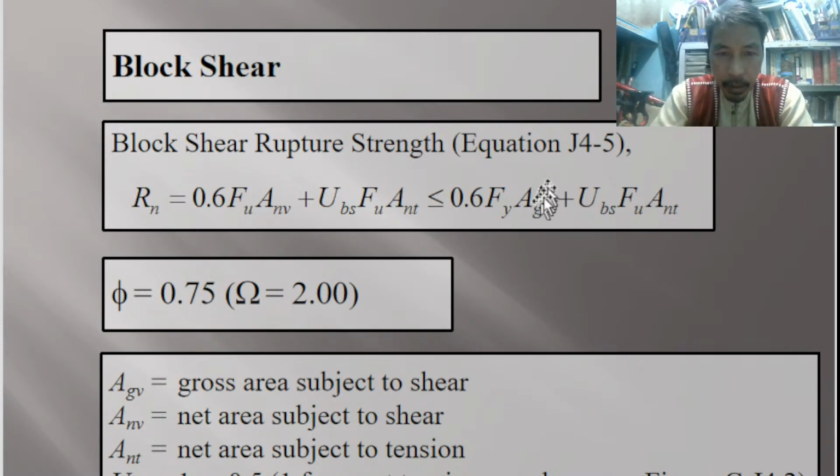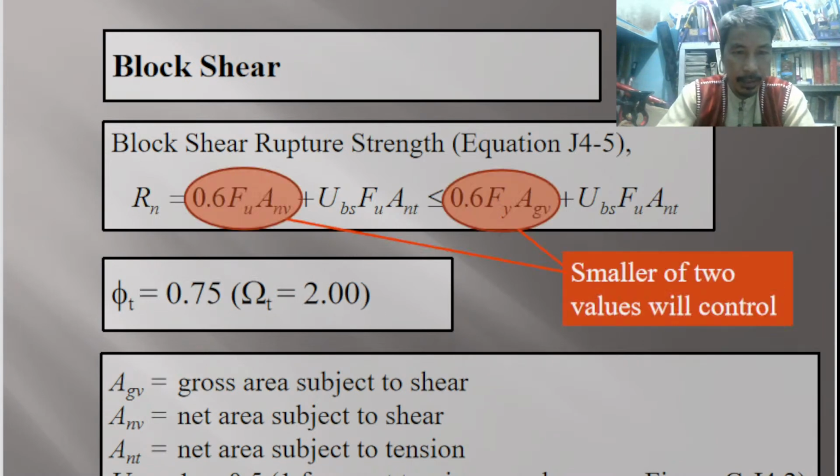What about the area Gv? This is the gross area subject to shear. Take note, we are using V as in victory when we are referring to shear. So that's why area Gv, gross area for shear. Ant is the net area for tension. When we are using LRFD, phi is equal to 0.75 for block shear, while omega is equal to 2 for ASD.